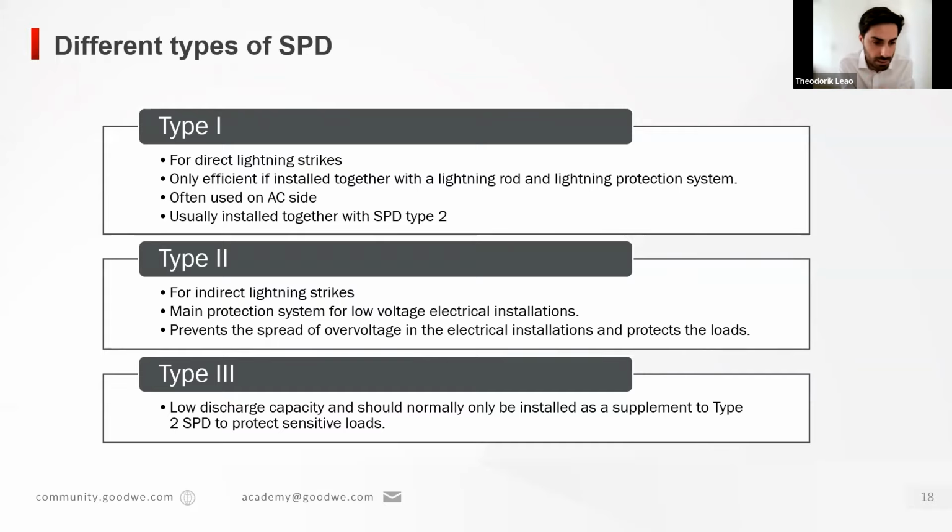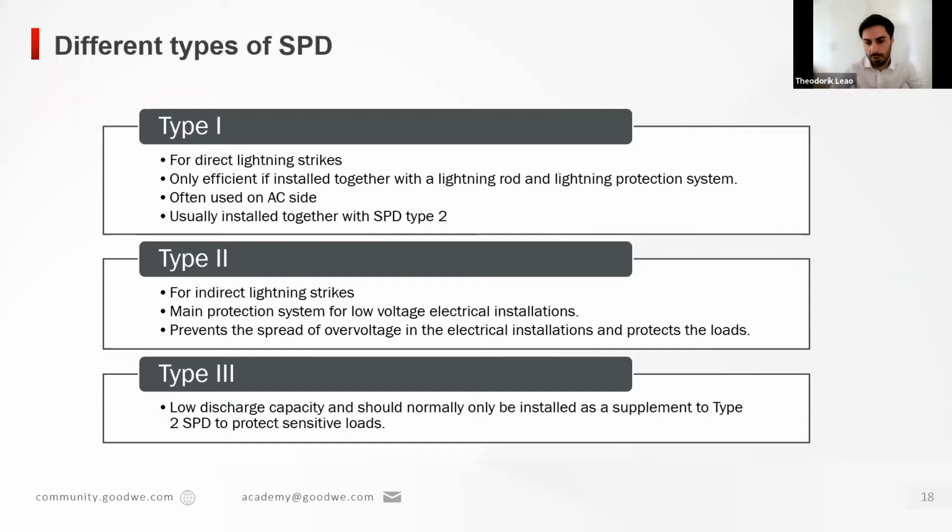So this is sort of the main SPD type. Then we also have SPD type 3, which is sort of the weakest SPD type, and it has a very low discharge rate capacity, and it should normally only be installed together with type 2. Usually in your system, you have many different types of SPD on different locations to protect the whole system. And type 3 is usually then installed to protect, for example, communication lines or other sensitive loads.